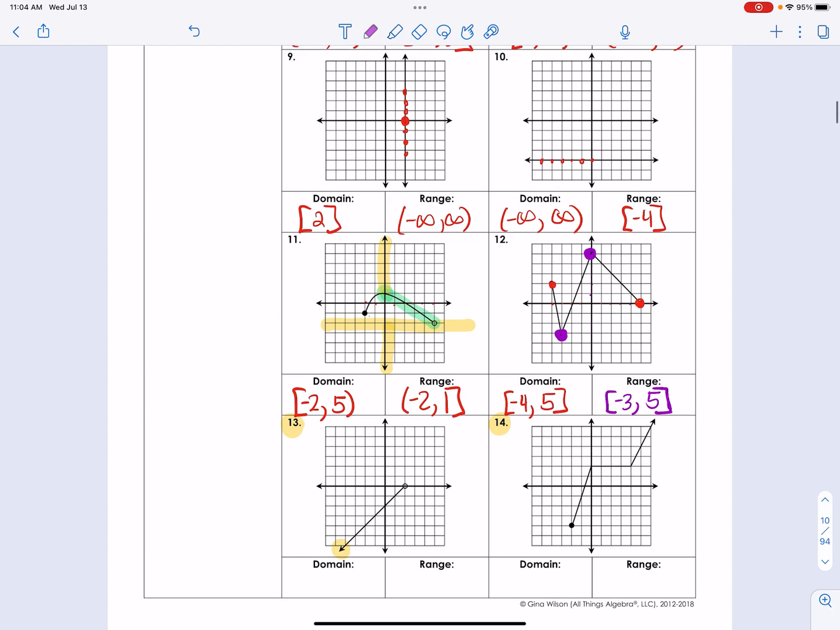Okay, this arrow is saying it's going to keep going. So you're going to go -infinity to 2 with a parentheses because it's an open circle. And my range is -infinity to 0 with a parentheses because that y is at 0. And then on this one, my domain, this is the farthest to the left, so it's -2, and it's going on forever because of that arrow. And then this is also the bottom point, which is 1, 2, 3, 4, and it's going up forever because of that arrow.